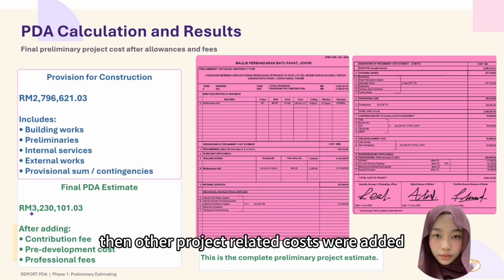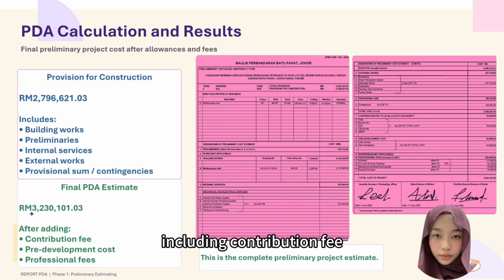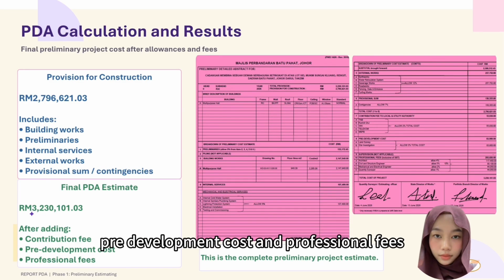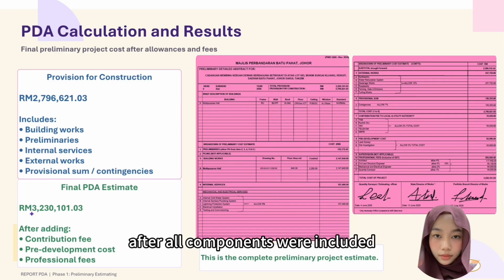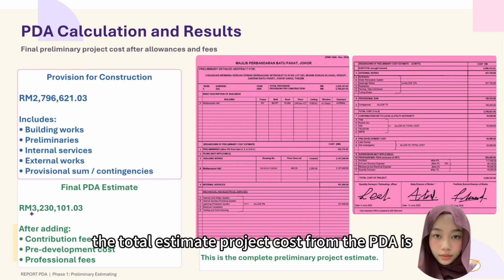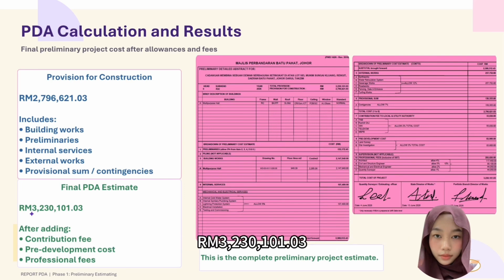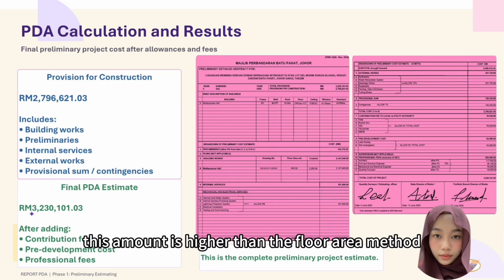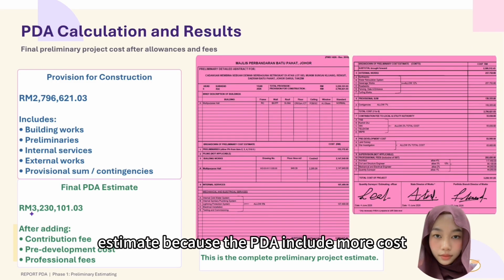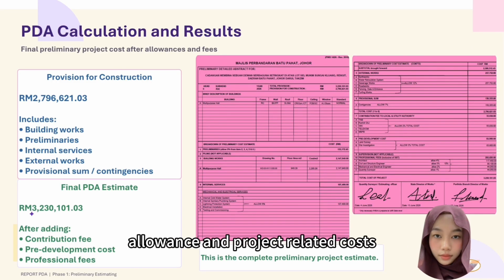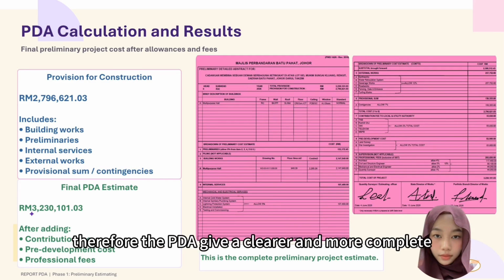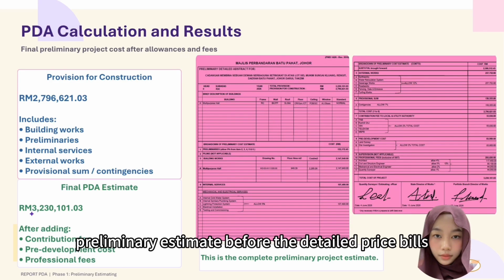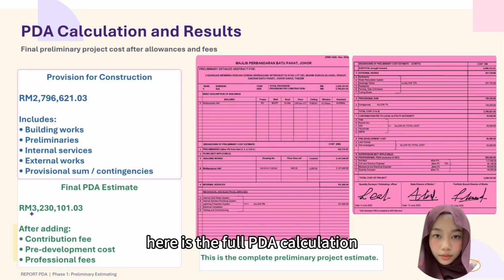Then, other project-related costs were added, including contribution fee, local and utility authority, pre-development costs, and professional fees. After all components were included, the total estimated project cost from the PDA is 3,230,101 ringgit and 3 cents. This amount is higher than the floor area method estimate because the PDA includes more cost allowance and project-related costs. Therefore, the PDA gives a clearer and more complete preliminary estimate before the detailed priced bills of quantities is prepared. Here is the full PDA calculation.